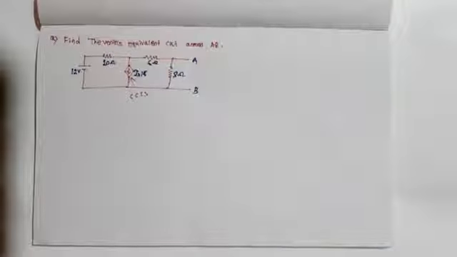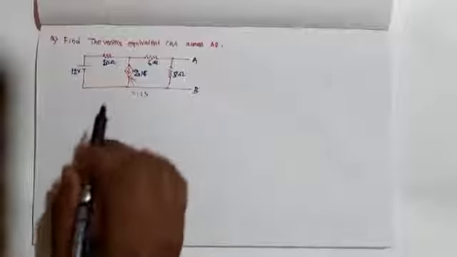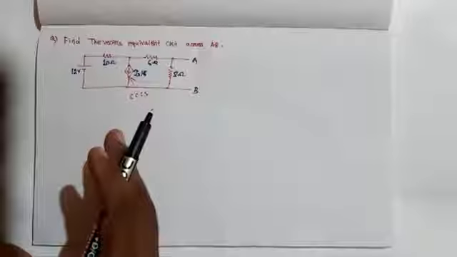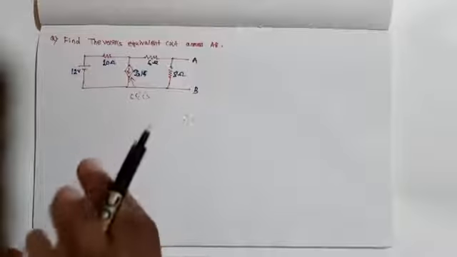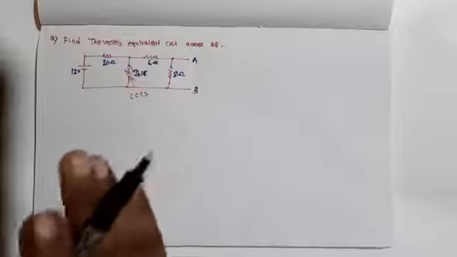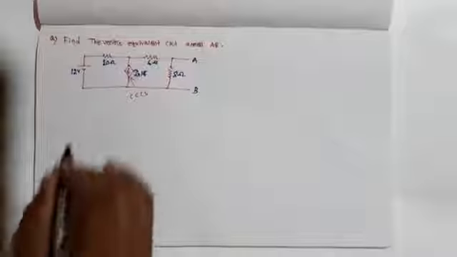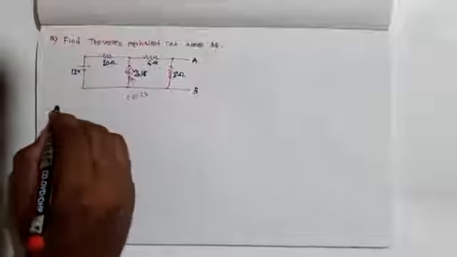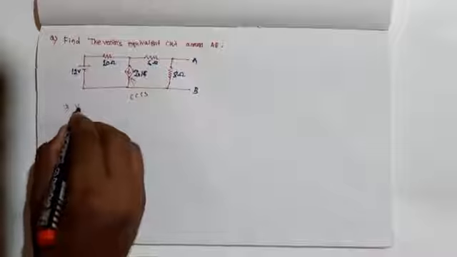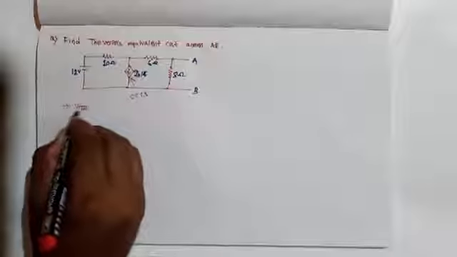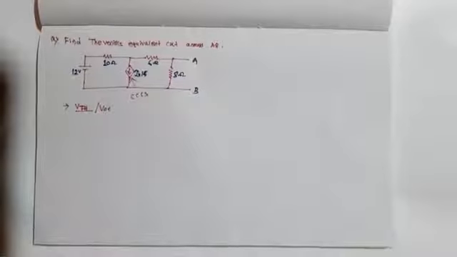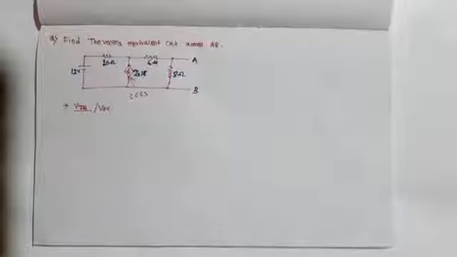If a dependent source is present, there is no difference in finding the Thevenin's voltage. The only difference is the procedure applied to find the Thevenin's resistance. Okay, let's start. First we study how to find VTH, or the open circuit voltage. We previously know that Thevenin's voltage is also known as open circuit voltage.